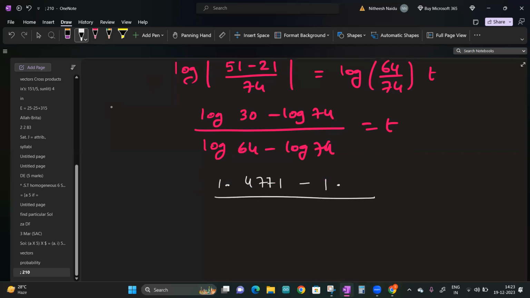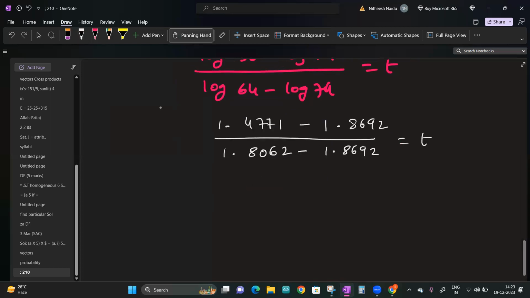The characteristic is 1 because it's a two-digit number. 1.8692. Okay, do the subtraction. Tell me, log 64 is how much? 1.8062 minus log 74, which is 1.8692. We already wrote in the numerator. So this is equal to t. This is the time part.